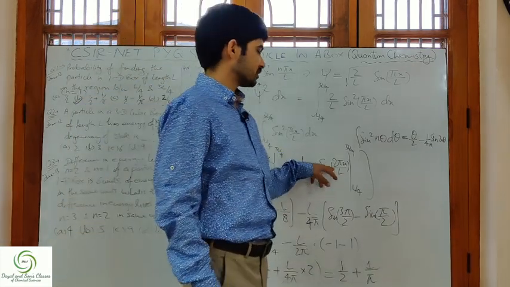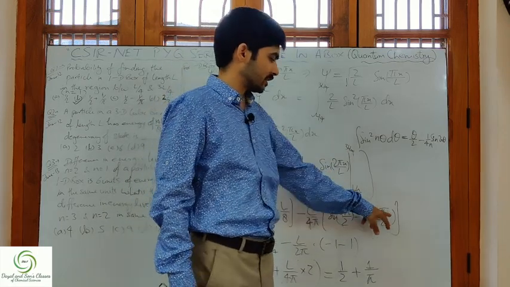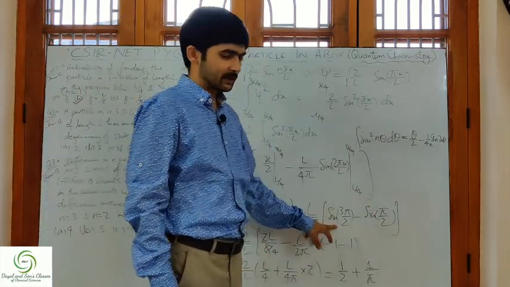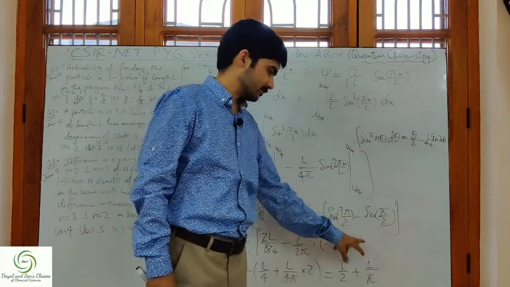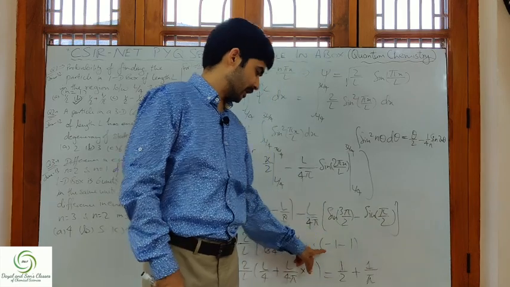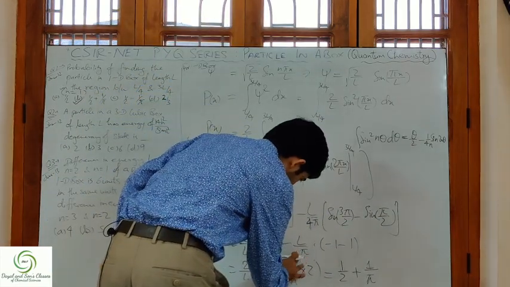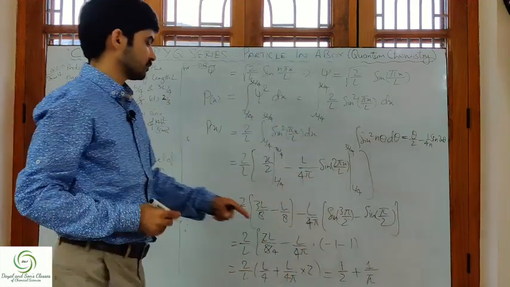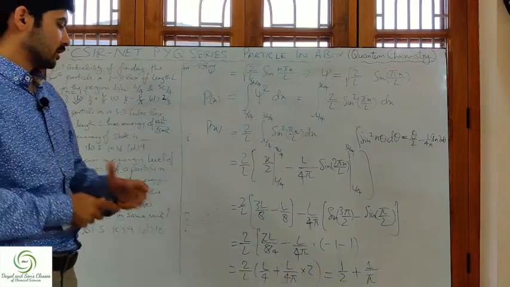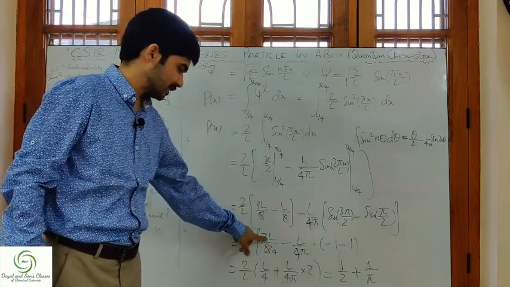Now when we substitute these limits in this expression, what do we get? Sine 3 pi by 2 minus sine pi by 2. Sine 3 pi by 2 is minus 1. Sine pi by 2 is plus 1. So minus 1 minus 1 will be minus 2. Now when we subtract this, we get L by 4.